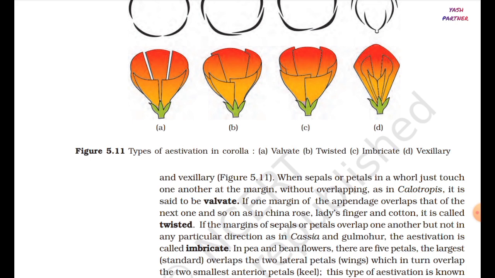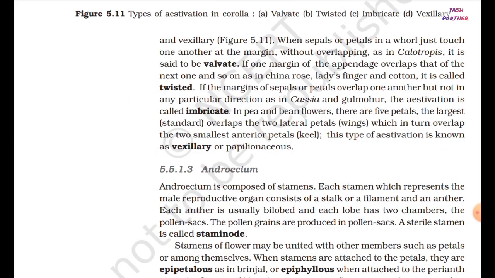If one margin of the appendage overlaps that of the next one and so on, as in China rose, ladyfinger and cotton, it is called twisted. If the margins of sepals or petals overlap one another but not in any particular direction, as in cassia and gulmohar, the estivation is called imbricate. In pea and bean flowers, there are 5 petals. The largest, standard, overlaps the two lateral petals, wings, which in turn overlap the two smallest anterior petals, keel. This type of estivation is known as vexillary or papilionaceous.